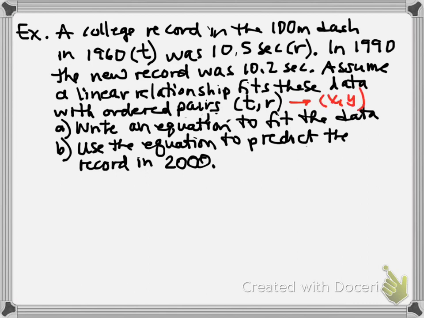Okay? Now, when we write our equation, we can't use X and Y. We have to use the T and the R because that's what they asked us to do. All right, so first thing we have to do is write the ordered pairs. So what's the first ordered pair that they have in the problem? 1960 and 10.5. Okay, and what's our second ordered pair? 1990 and 10.2.